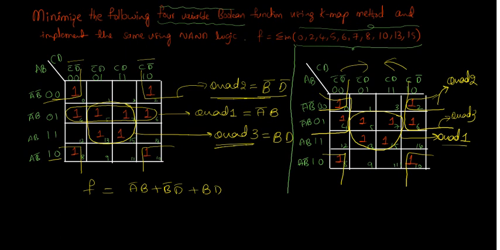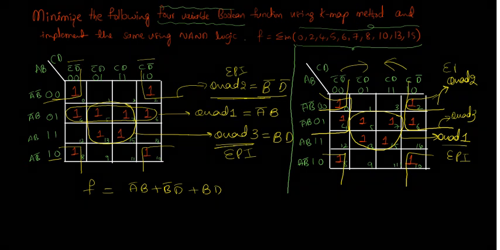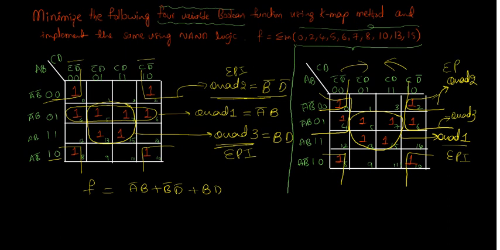There is no other way to cover this 13th cell and 15th cell. So in that case you can call this particular group essential. So here quad 3 is an essential prime implicant, here quad 1 is an essential prime implicant, here quad 2 is an essential prime implicant, here also we represented it as quad 2, which is also essential. But here this particular group is not essential, and this quad 3 is also not essential.